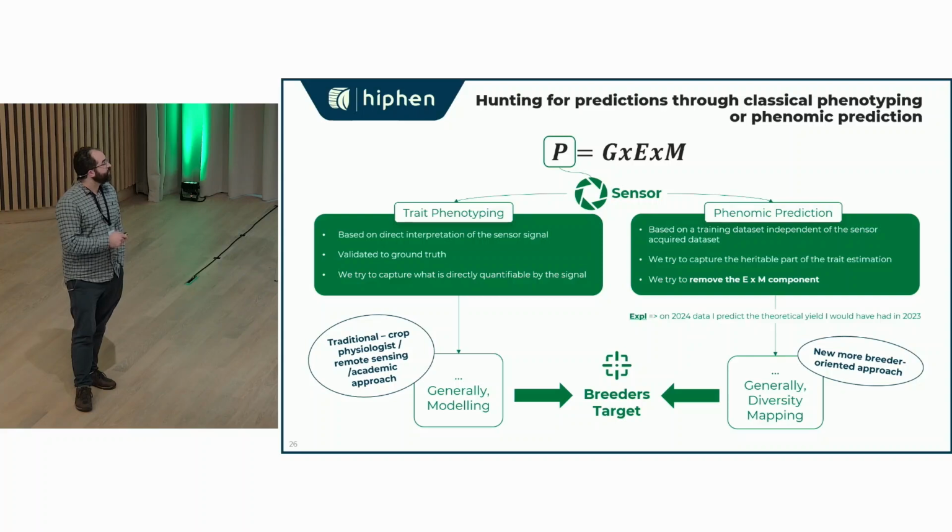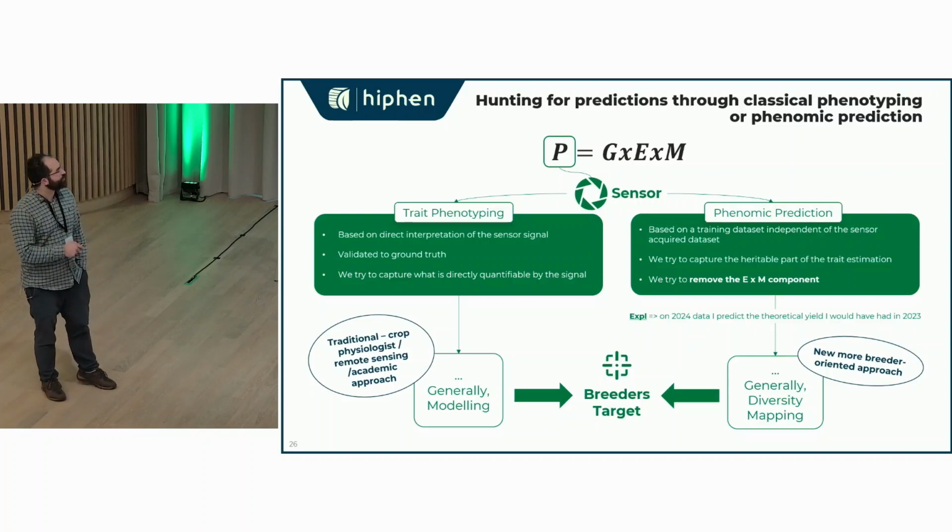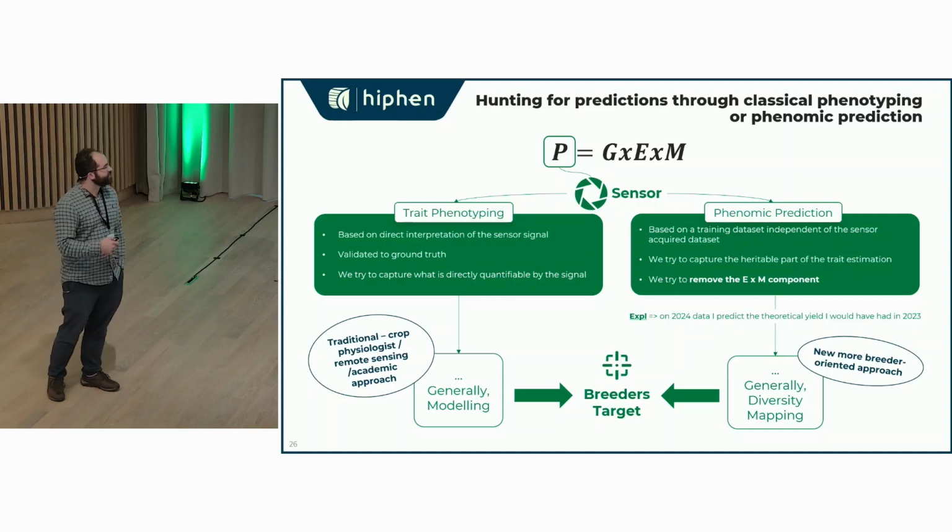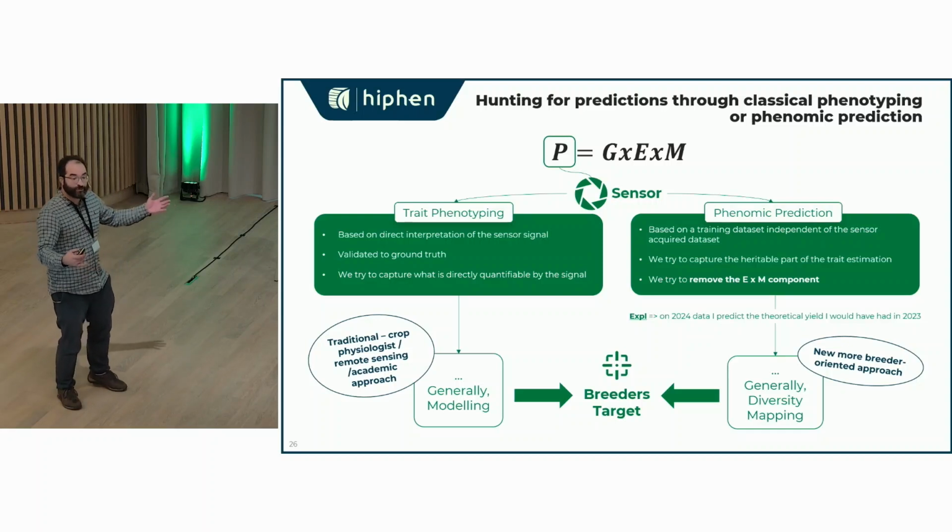So actually, maybe phenomic predictions is a new way to interpret phenotyping that is a little bit more accessible, I think, to breeders, or at least that can allow providers like HIPHEN to discuss more straightforwardly with breeders, and not just in ways where we're giving some traits and then the breeder says, what do we do with it? Well, you should do modeling. And how do we do modeling?